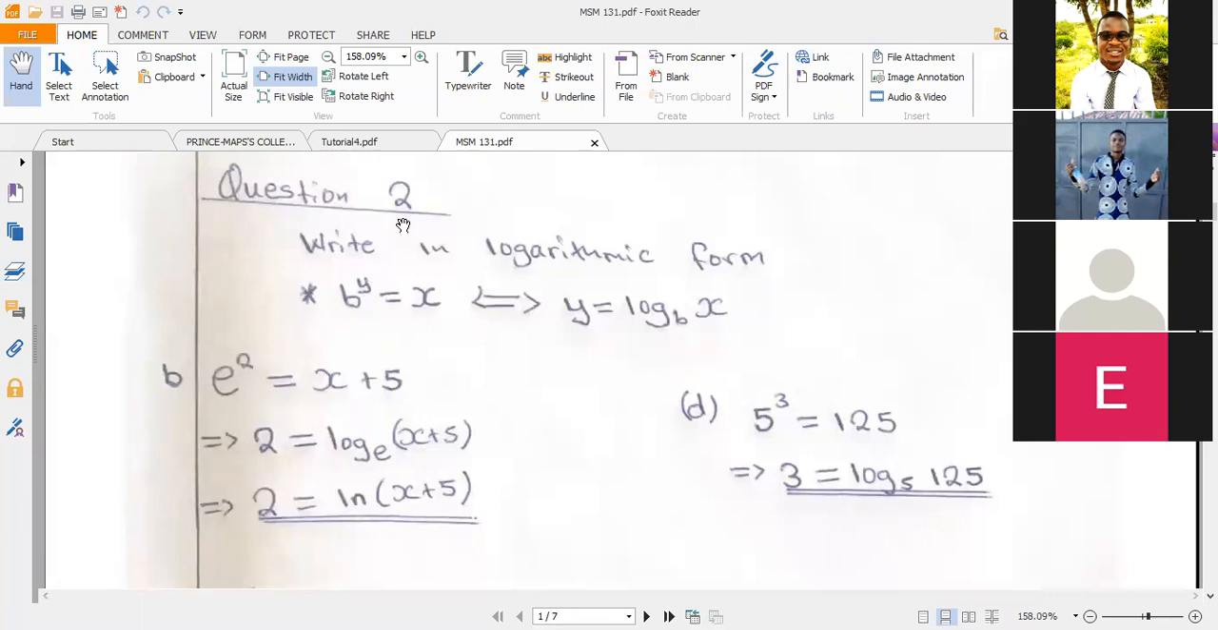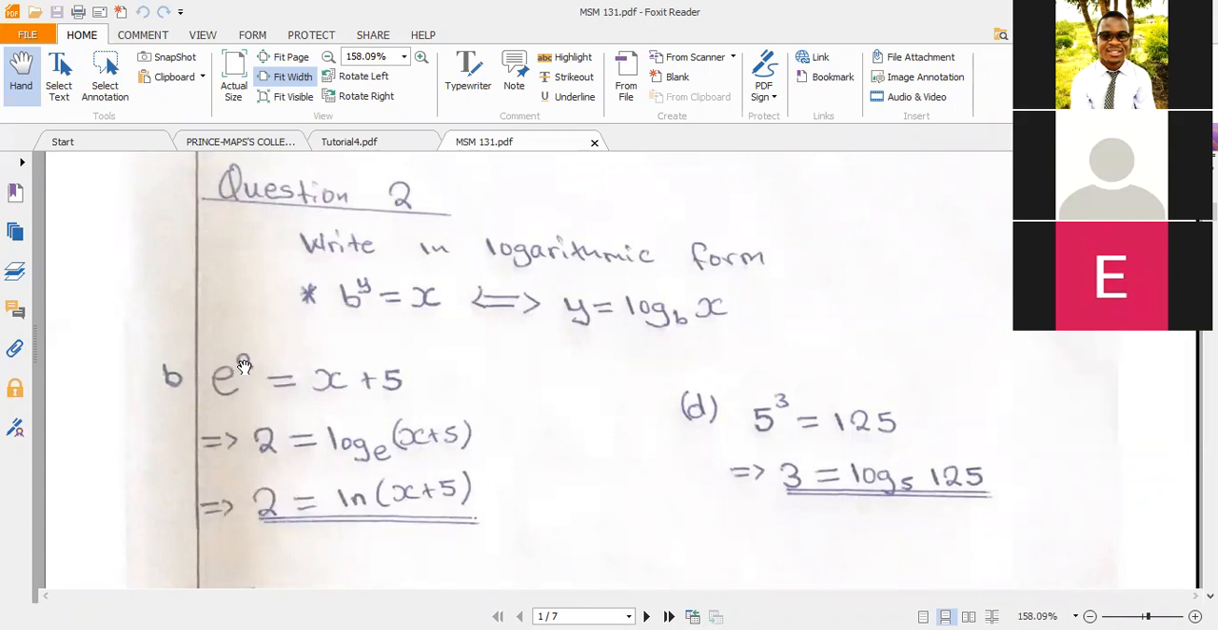Let's start: b power y is equal to x is the same as y is equal to log base b of the argument x. So we have a question: e to the power 2 is equal to x plus 5. This is the same as: maintain the base, introduce a log, make this the argument, then make the 2 the solution. So it will be 2 is equal to log base e of x plus 5.